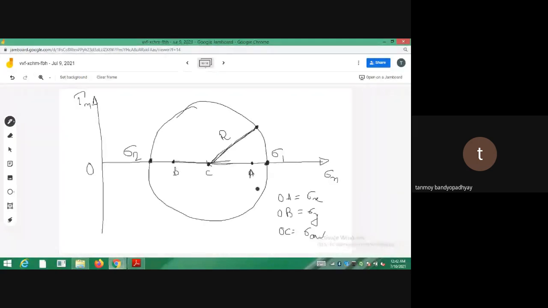Principal stress, so let me call it P. This point is, let me call it P1. So this distance is actually sigma 1. So the coordinates of the point P1 is sigma 1 comma 0, and the coordinates of the point P2 is actually sigma 2 comma 0. Okay? So OP1 is equal to sigma 1, OP2 is equal to sigma 2.